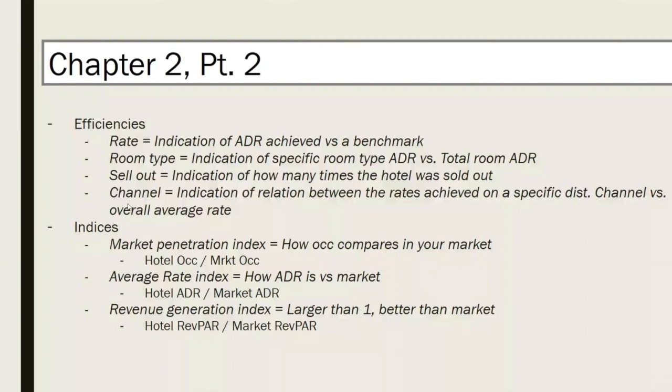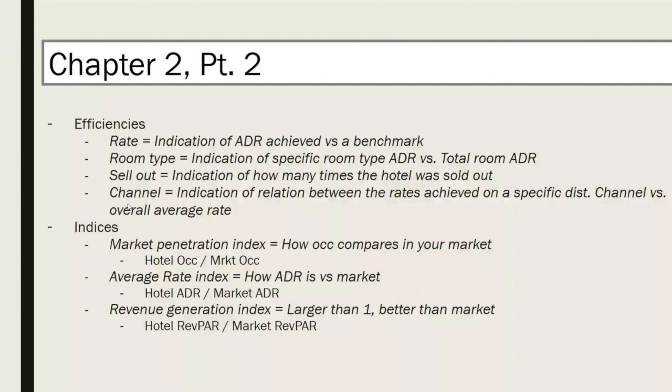Next, we have room type efficiency, which is the indication of a specific room type ADR versus either total room ADR or an optimal benchmark. This is set by the revenue team. You're looking at which room type is bringing you the most, which room type is most efficient, or which room type has the highest ADR. So this is a good way to compare which one is bringing the most revenue.